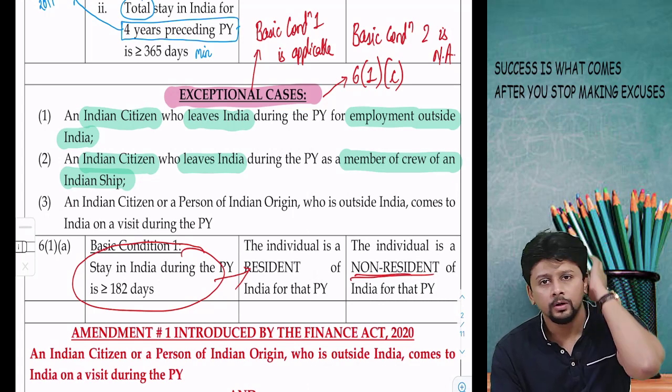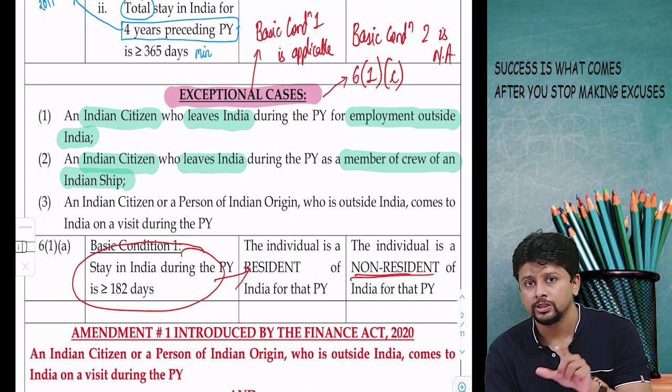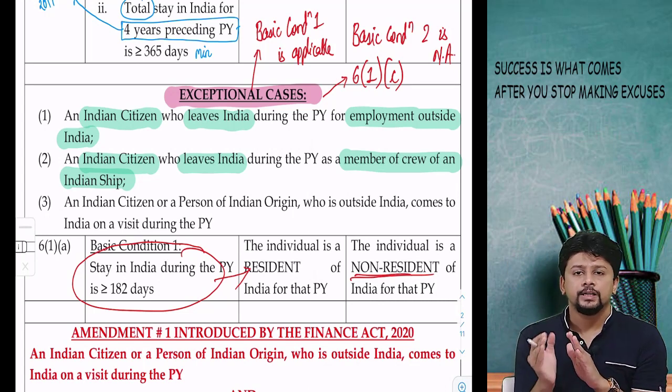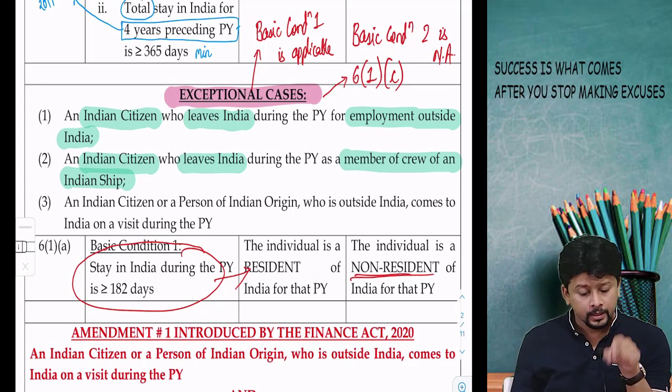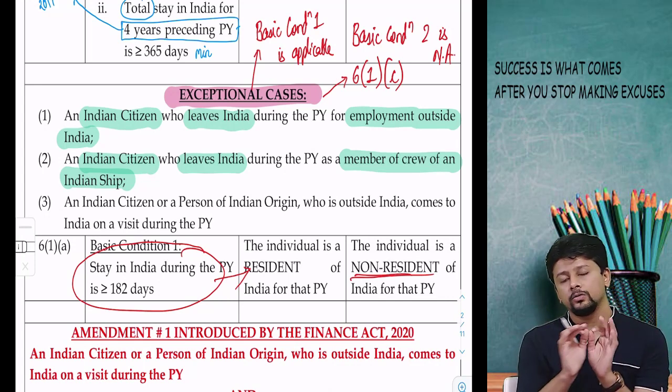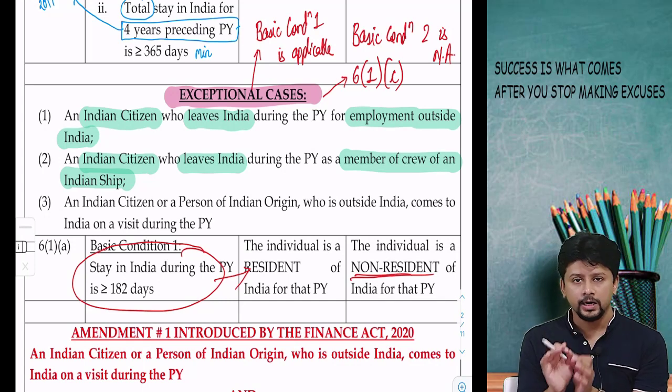Generally what we would do is that if basic condition number 1 is not satisfied, we would check the second basic condition of 60 days and 365 days. But in these exceptional cases, I don't need to do anything. All that I need to do is just check the 182 days condition. Satisfied, resident; not satisfied, non-resident.